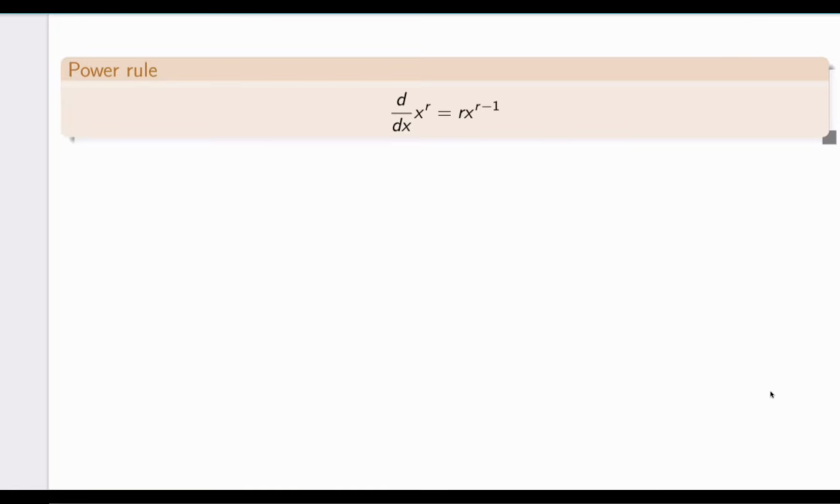The power rule is actually really cool as well. It says if you have a function f of x equals x to the r, and you differentiate x to the r, you get r times x to the r minus 1.